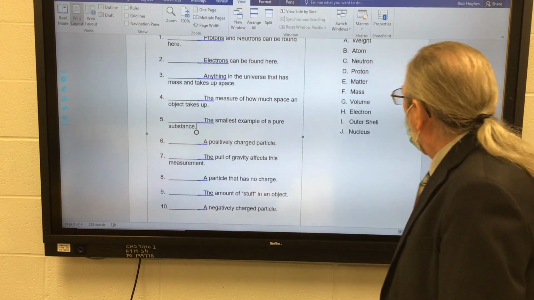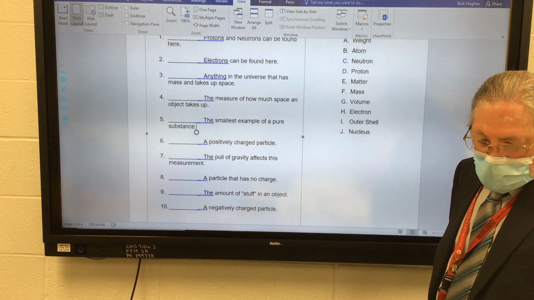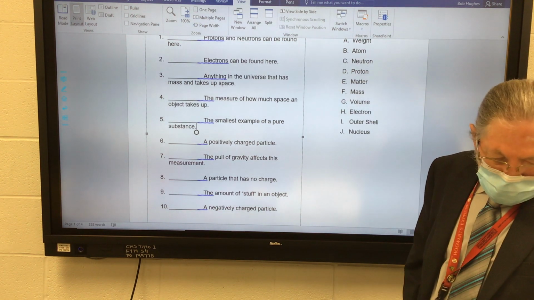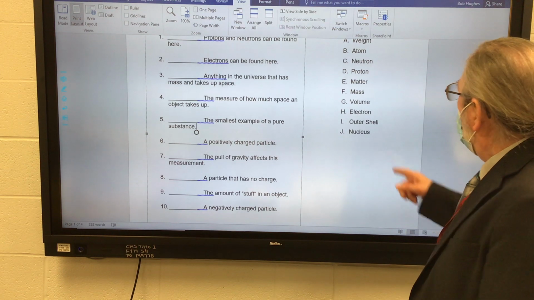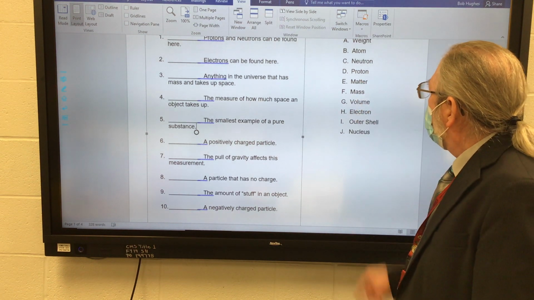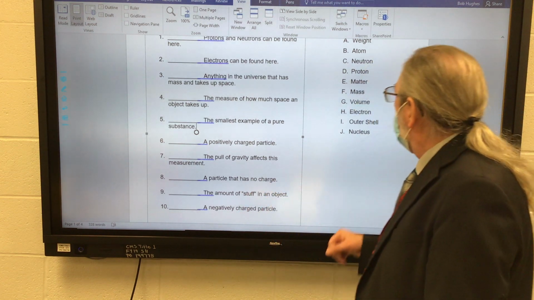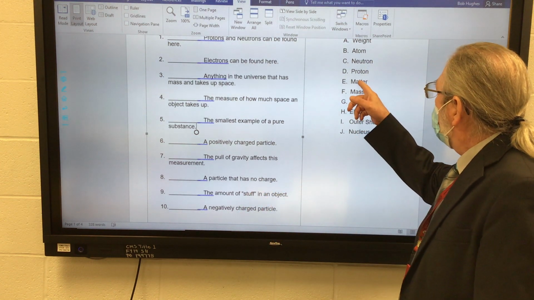Okay, let's look at number 9 here. The amount of stuff in an object. Is that mass or is it matter? F or E? The amount of stuff in an object, is that mass, F, or is that E, matter?